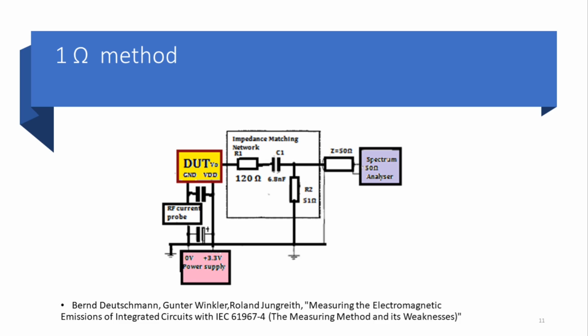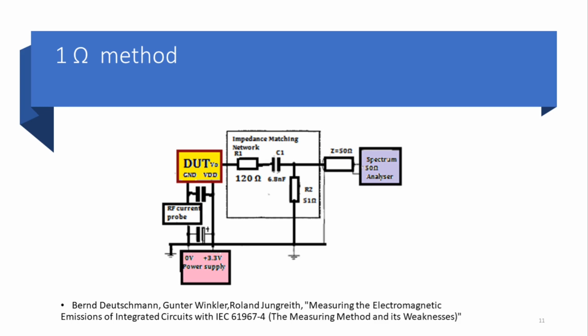The next method is the 1 ohm method. This specifies a method to measure the conducted electromagnetic emission of integrated circuits by direct radio frequency current measurement with a 1 ohm resistive probe, and you can also have it with an RF voltage measurement using a 150 ohm coupling network. These measurements guarantee a high degree of repeatability and correlation of the EMI measurements.